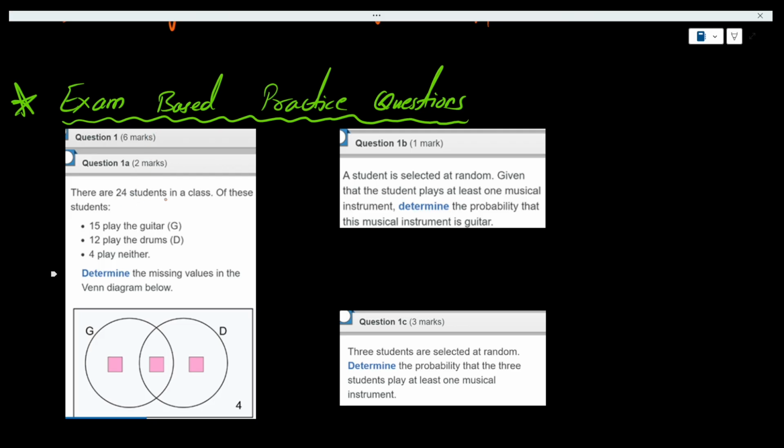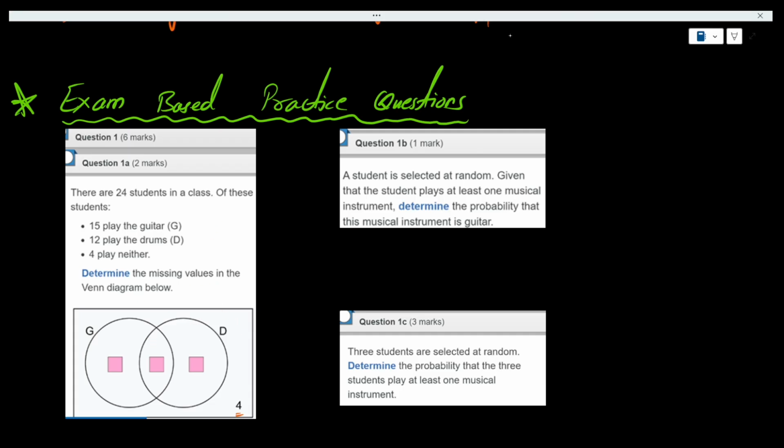It's written there are 24 students in a class. Of these students, 15 play guitar, and G is written for guitar. Then 12 play drum, 4 play neither, and those 4 they have marked outside because they don't play any of these instruments. Determine the missing value in the Venn diagram.